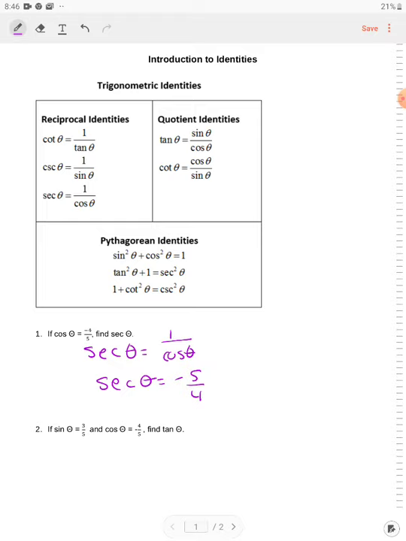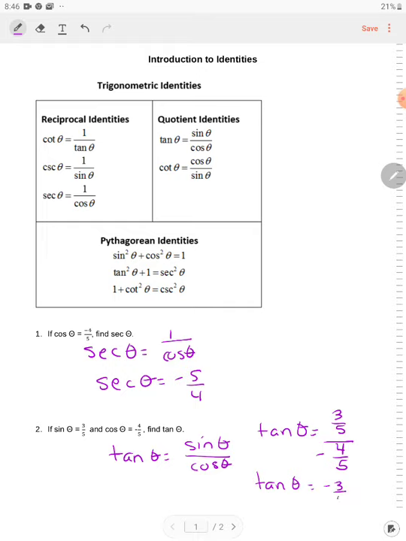All right, if sine of theta is equal to 3/5 and cosine of theta is equal to negative 4/5, find the tangent of theta. Okay, this is a quotient identity. Tangent of theta is equal to sine over cosine. So therefore, tangent of theta is equal to 3/5 divided by negative 4/5. And if we look at that, that's a negative, so I want to watch my signs. So tangent of theta is equal to negative 3/4.